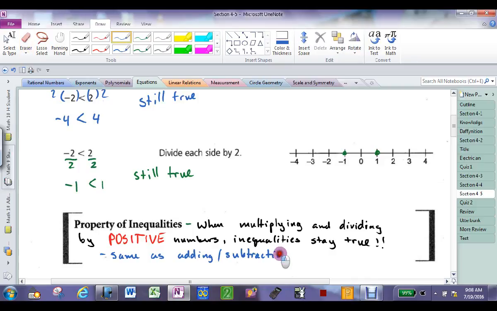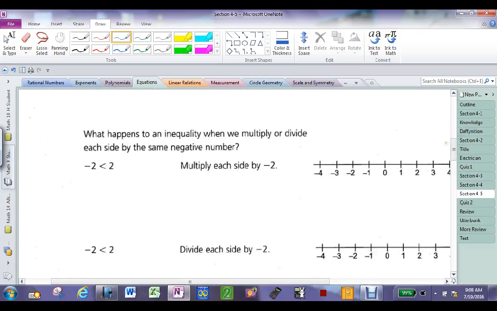So, we just did a quiz with adding and subtracting. The inequalities didn't change. We just did multiplying and dividing by positive numbers. The inequality didn't change. The rule is the same for 3 cases. Yes? All right.